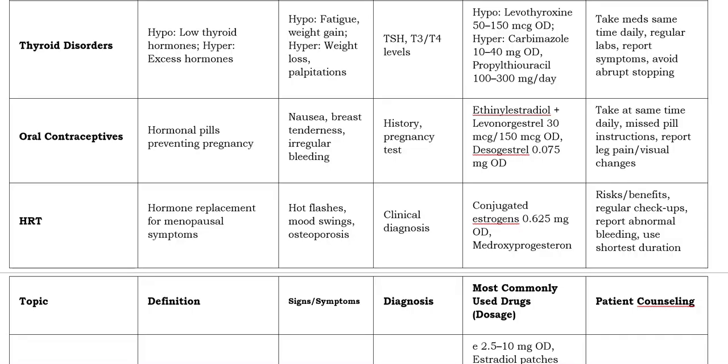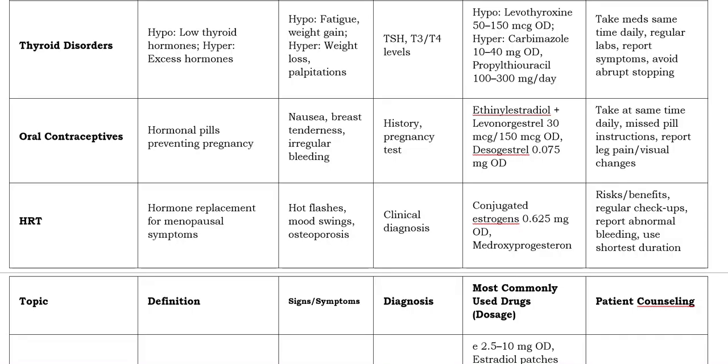HRT, hormone replacement therapy, for menopausal symptoms and osteoporosis prevention. Symptoms HRT addresses? The source lists classic menopausal symptoms, hot flashes, mood swings. Also notes osteoporosis as estrogen decline affects bone density. Diagnosis is mainly clinical. Examples of HRT drugs listed: conjugated estrogens, 0.625 milligrams once daily. Medroxyprogesterone, 2.5 to 10 milligrams once daily, often given with estrogen if the woman has a uterus. An estradiol patch is a transdermal option.